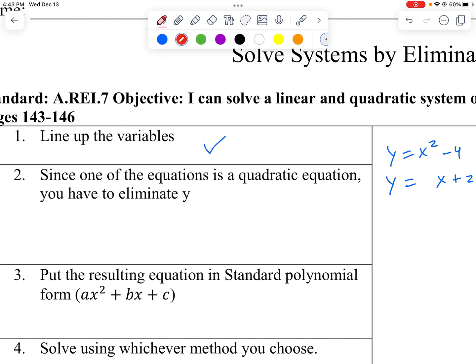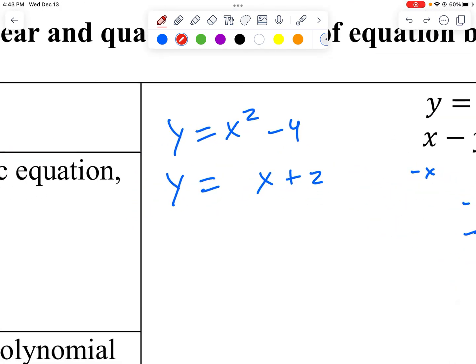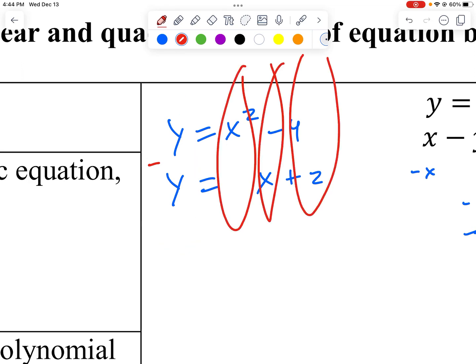Let's do red. Since the equations are quadratic, you need to eliminate y. So to eliminate y, I don't know if you remember back when we were solving systems of equations last year, but you had to either add or subtract your equations, and that would eliminate one of the variables. Well, if we were to add down our column here, we would get 2y. That did not eliminate y, and so we're going to subtract.